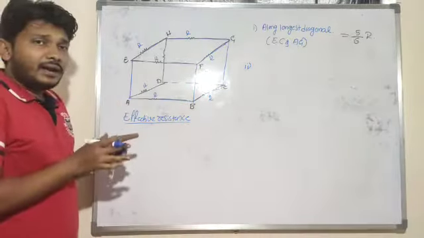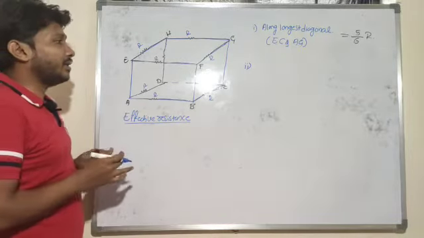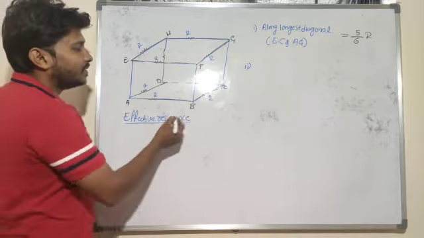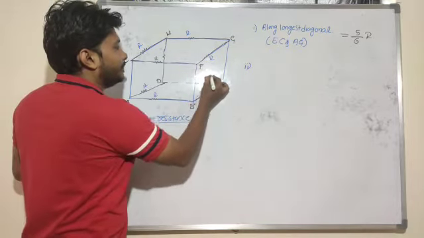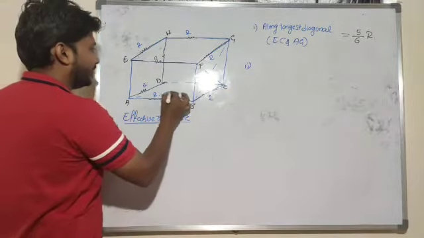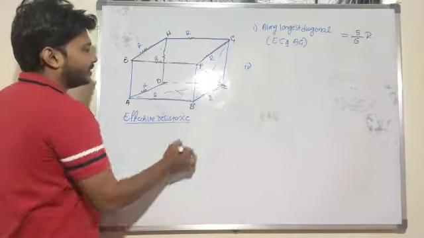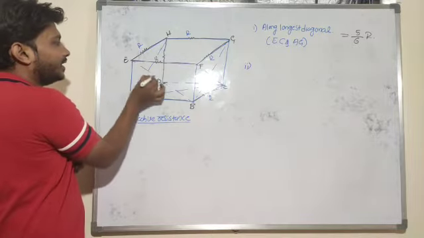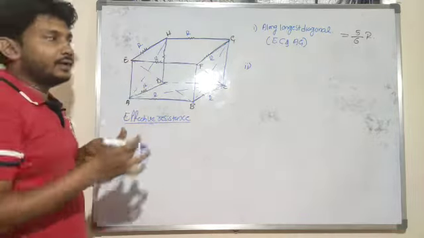So net resistance along the diagonal face here. What are the diagonal faces here? For example, between B and G, or between F and C, or between A and C, or between B and D, or between A and H, or between E and D. So these are all diagonal faces here.